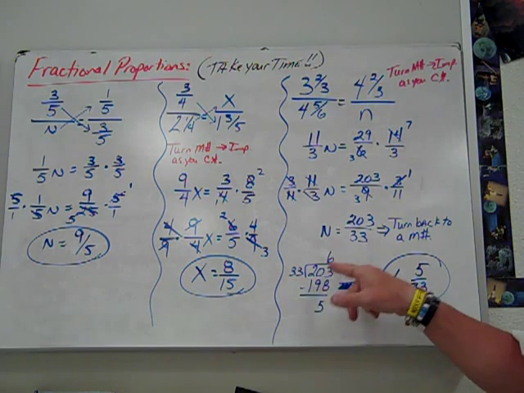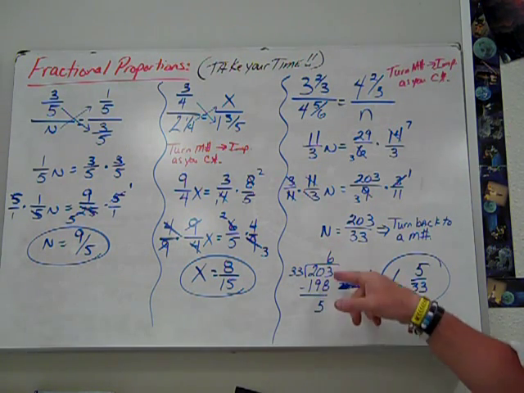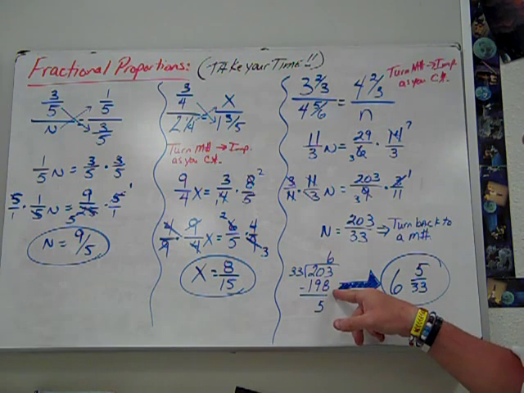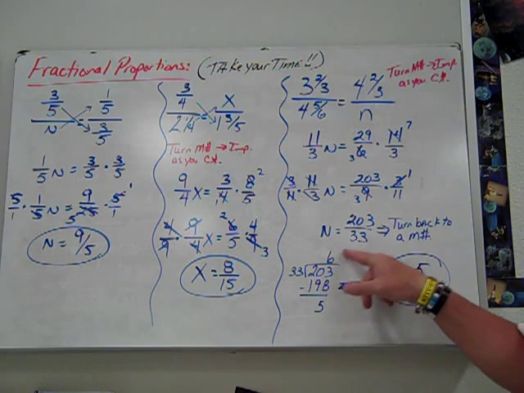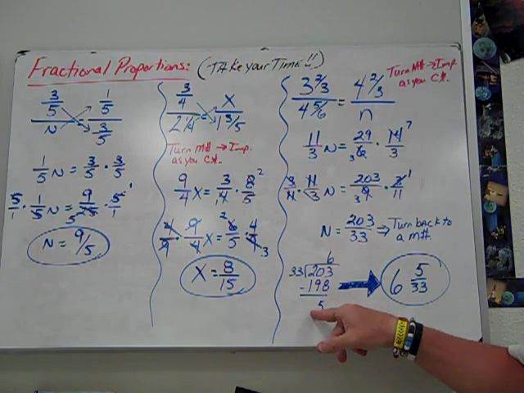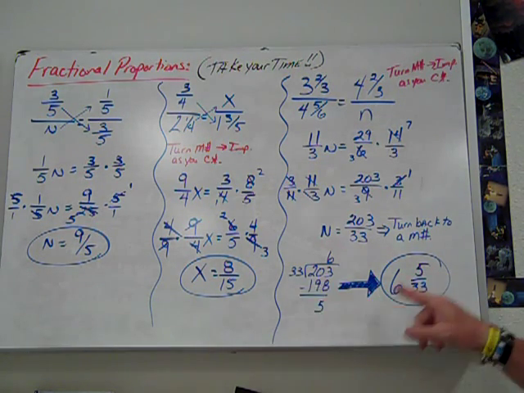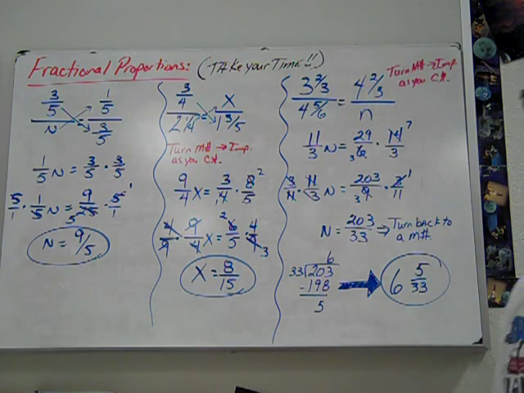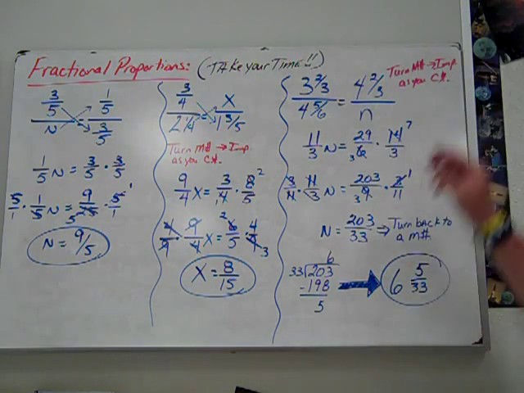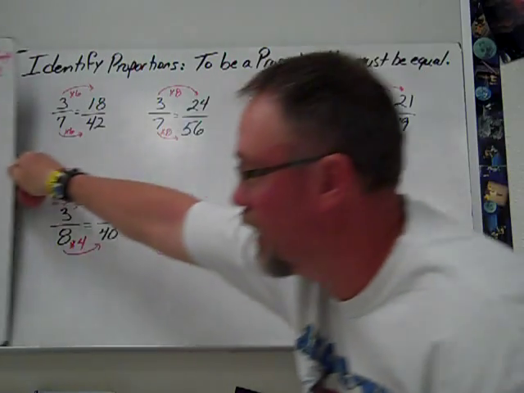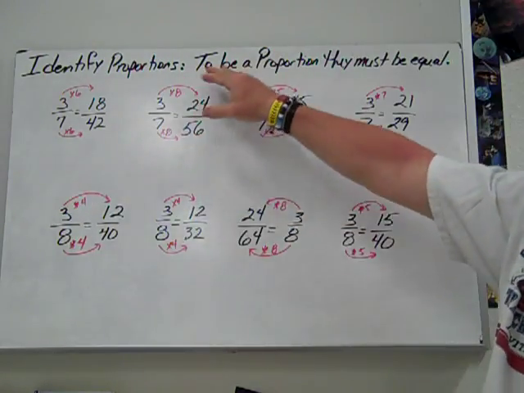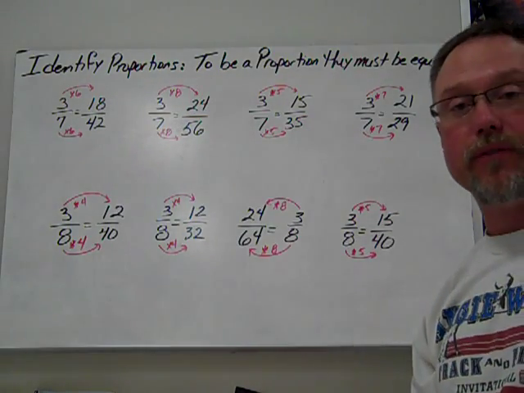So in here I'm going to take and divide 33 into 203. Goes 6 times with 198. Remainder of 5. So when I turn it in, my whole number is my 6. My 5 is my numerator, and whatever I started as my denominator ends as my denominator in that section. So there's your fractional proportions. Take your time. Show your work. Then they just ask you to identify fractions.